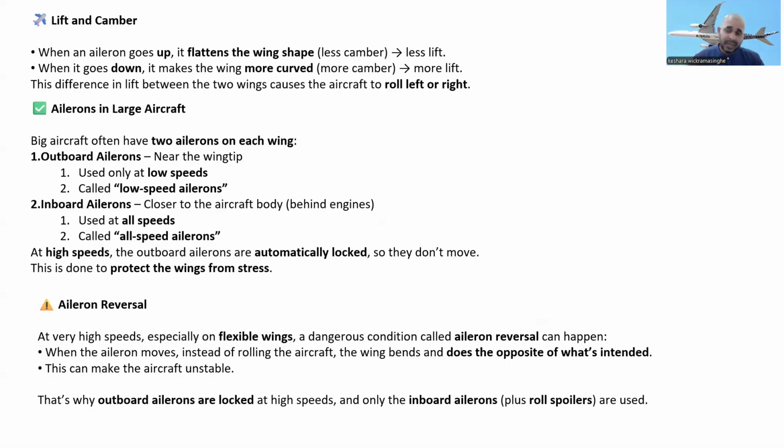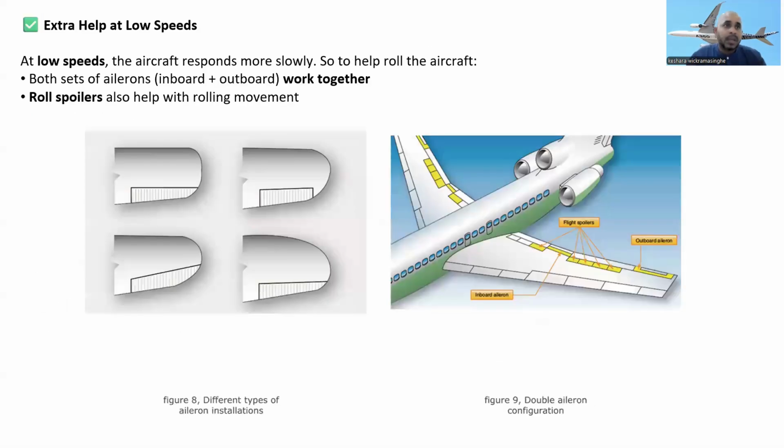At high speed, outboard ailerons lock for these reasons, and only the inboard ailerons plus roll spoilers are used. Sometimes roll spoilers are also used. Now, extra help at low speed. At low speed, the aircraft responds more slowly. So to help roll the aircraft, both sets of ailerons, inboard and outboard, are used and work together, and roll spoilers also help with the rolling movement.